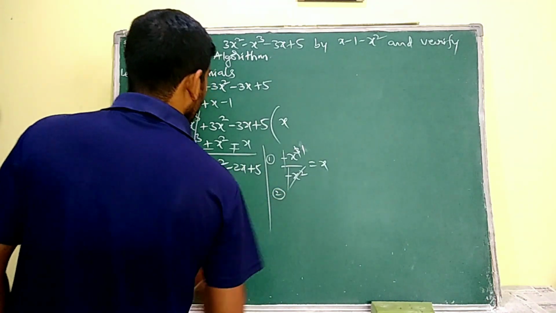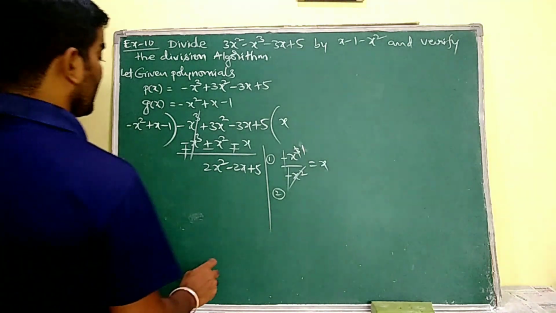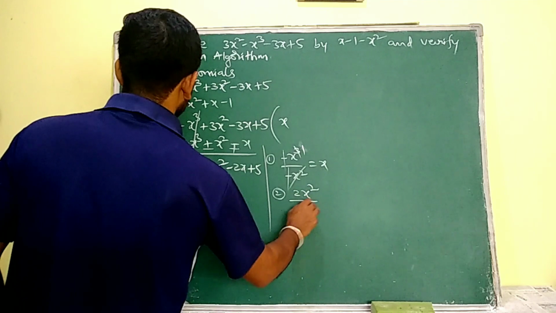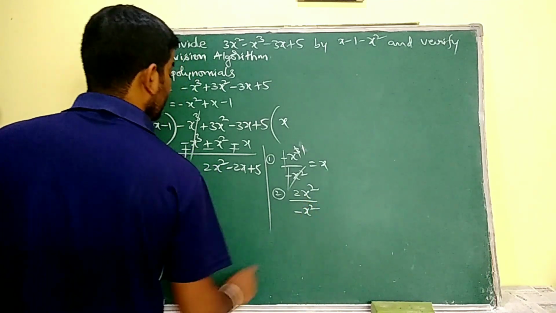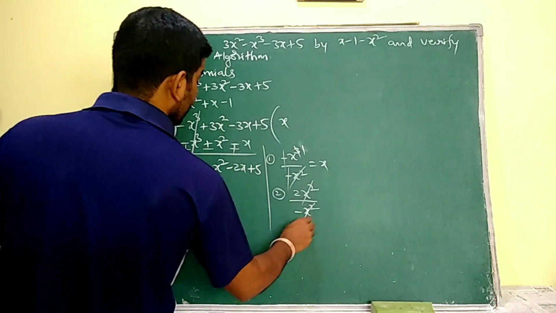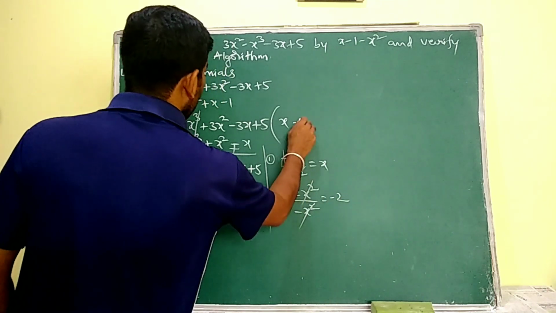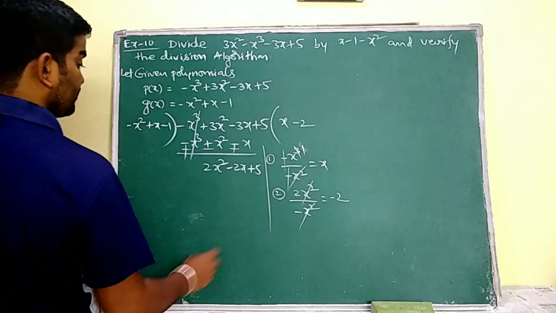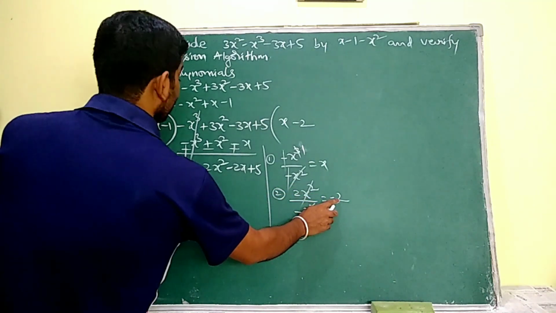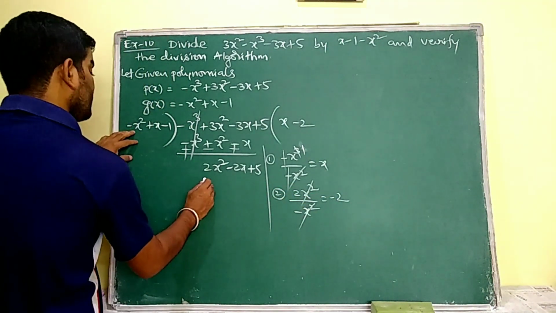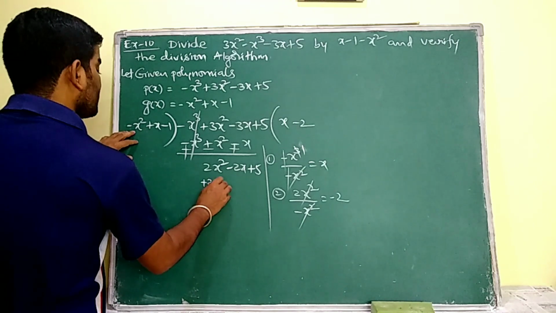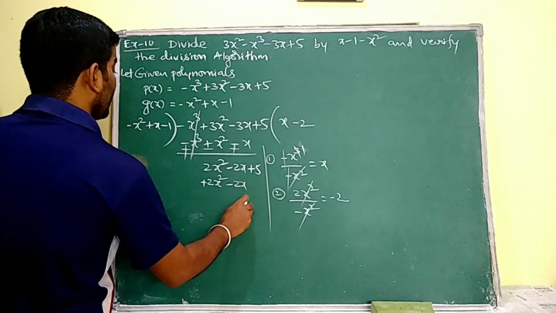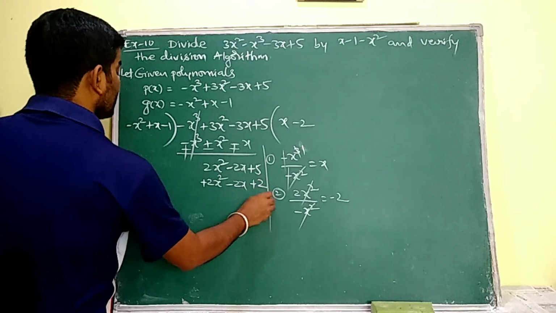Now step 2, to obtain the second term in the quotient. Now this is our dividend, so the first term of the dividend is 2x square and the first term of the divisor is minus x square. X square and x square are going to be cancelled, then minus 2 is our second term of the quotient. Now I have to multiply this divisor with this minus 2. Minus 2 into minus x square is plus 2x square. Minus 2 into plus x is minus 2x. Minus 2 into minus 1 is plus 2.